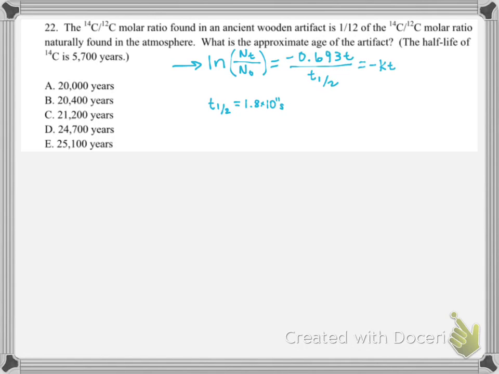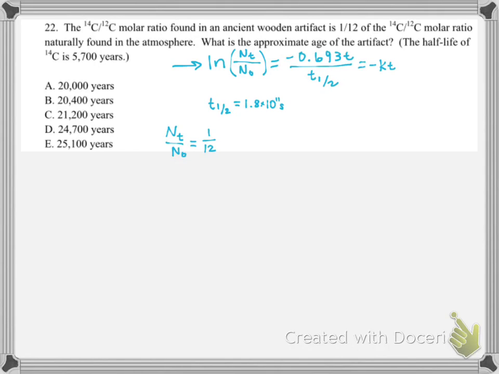So what that 1/12 is really telling us is that how much C14 we have now compared to how much it would have had initially is 1/12. And so that's going to be the inside of our log there. And they give us the half-life, and so we're just going to solve for the t in the numerator.